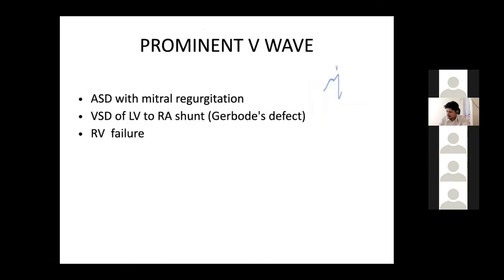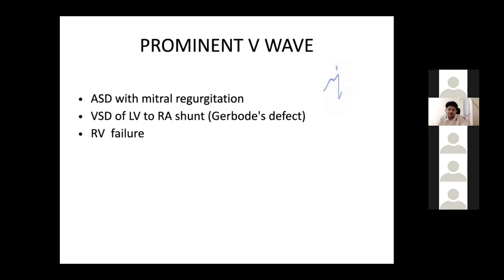Apart from tricuspid regurgitation, there are two other important causes of a prominent V wave. Maybe for a gold medal, it is ASD with MR. If an MR patient has an ASD, you know that the left-sided pressure is increased. So the V waves are prominent on the left side, and via the ASD it is reflected into the JVP. That is why you get a prominent V wave in ASD with MR.